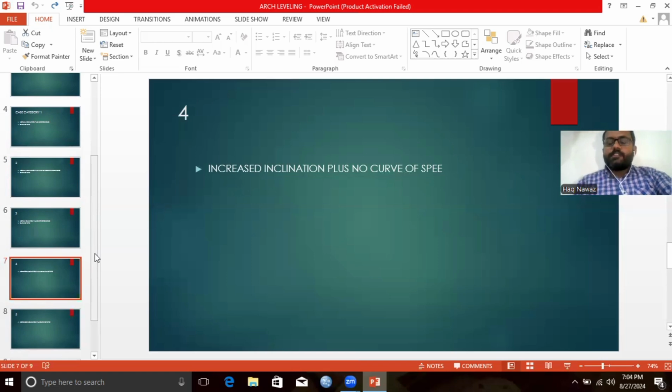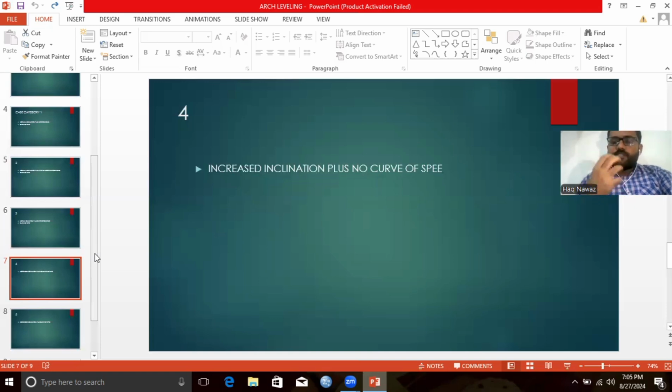Now we have the fourth category in which there's no curve of Spee. In these patients, you should do a very careful clinical examination, because the vertical problem is hiding itself in increased inclination. When we retract the incisors into normal inclination, the vertical problem will manifest itself in the form of increased overbite. We call this category as having a hidden curve of Spee. There is a curve of Spee in these patients, but it is hidden with increased inclination.